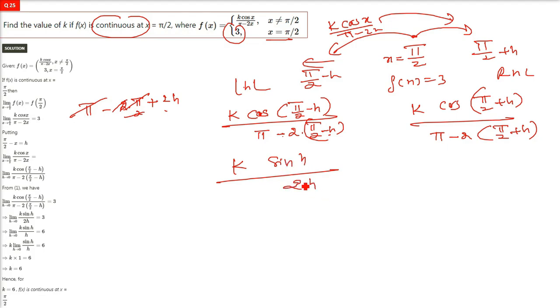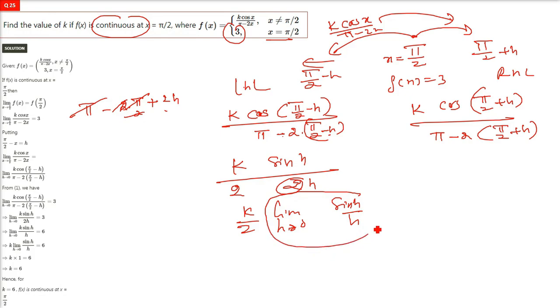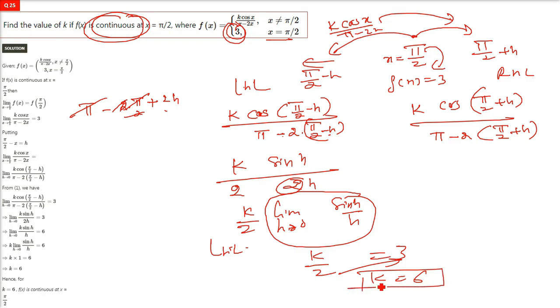Now let us apply the limit here. If you want to apply the limit, it has to be equal to 3. So k by 2 is constant, limit h tends to 0 of sin h by h is going to be 1. We know that limit theta tends to 0, sin theta by theta is 1, and this is k by 2, the left hand limit. But since in the question it is already given that this is continuous at x equals pi by 2, it has to be equal to 3. So just equate it with 3. So k will be equal to 3 into 2, which is 6. So k is 6 is the answer for this function to be continuous at x equals pi by 2.